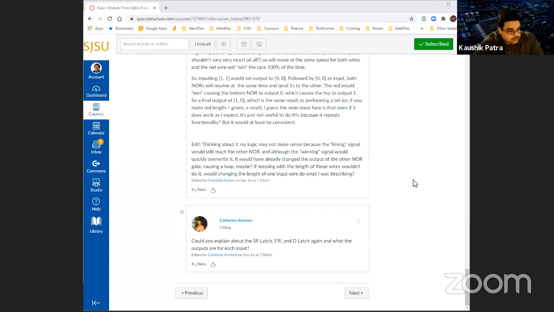Okay, Catherine asked, could you please explain about the SR latch, SBar RBar, and D latch again, and what the outputs are for each of the inputs? Okay, yeah, sure. And we can also do an experiment on the Verilog side on that part. But Catherine, can you tell me anything specific about that? What's bothering you most? Nothing specific. It's just the whole concept. I think if I could hear you explain it in real time, I would really understand it more. Okay, sure, I'll try that.